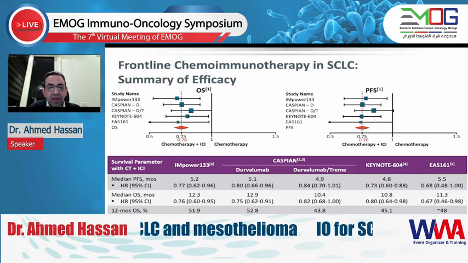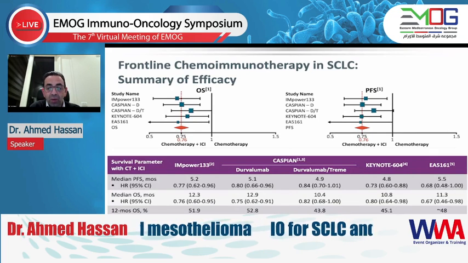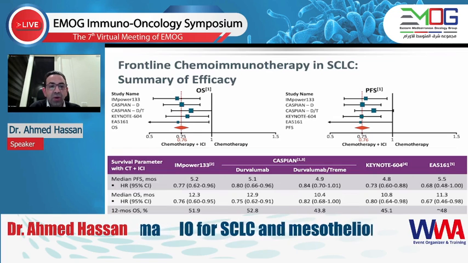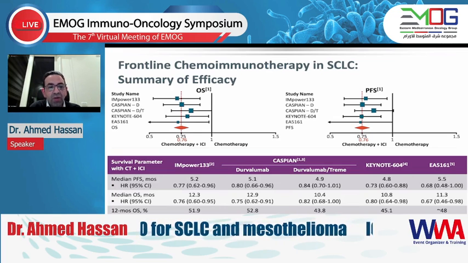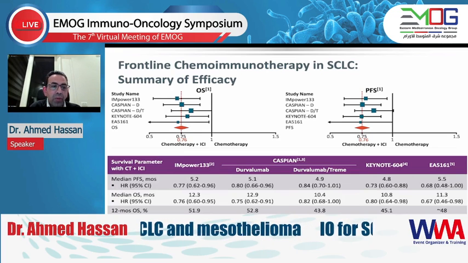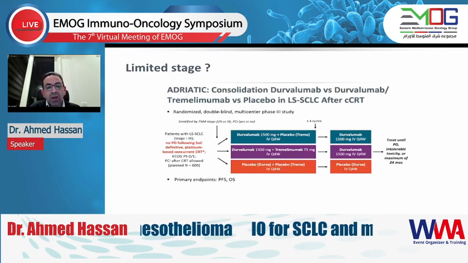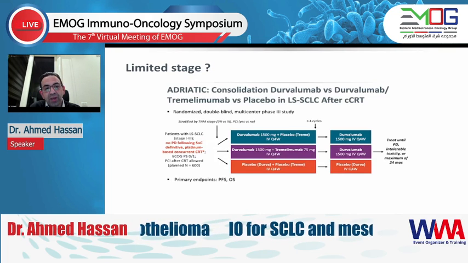So this slide puts the three trials together, and as you can see, the confidence intervals for the IMpower and the Caspian studies are quite away from the line of indifference. However, for the Caspian durvalumab and tremelimumab arm, as well as the Keynote, it's approaching the line of indifference. Is there any role for immunotherapy in the limited stage?